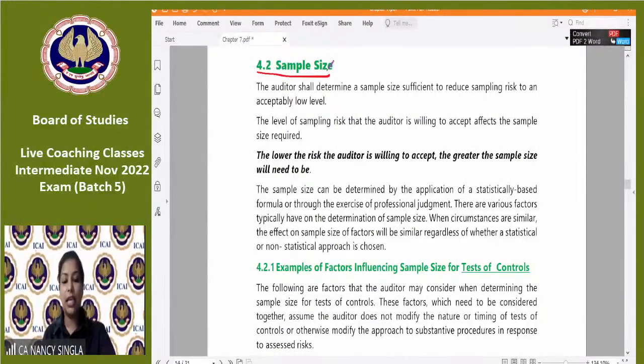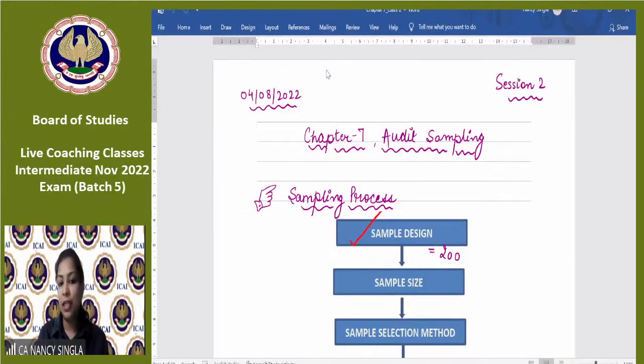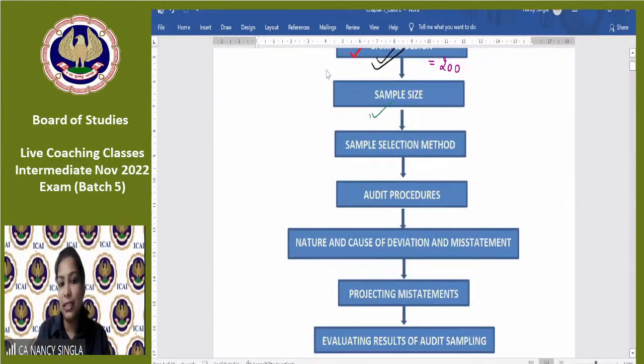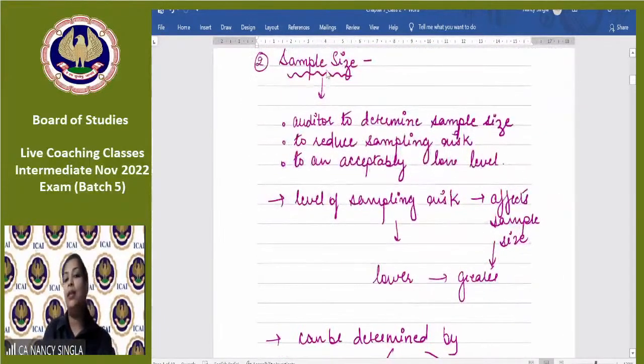Sample size. So the first step of the sampling process, which is sample design, is done. Now, what should be the sample size? What should be the sample size is the next question. See, the auditor will determine the sample size.